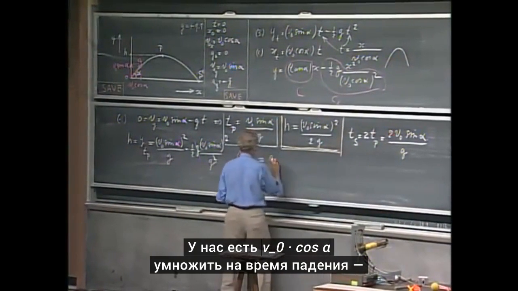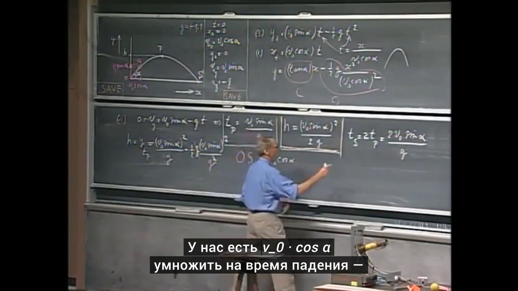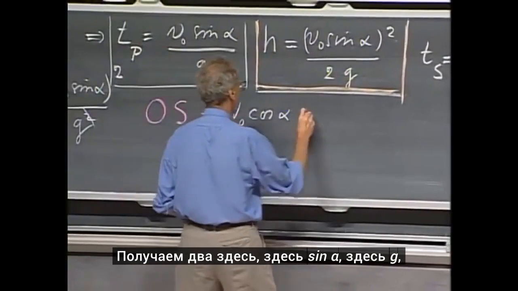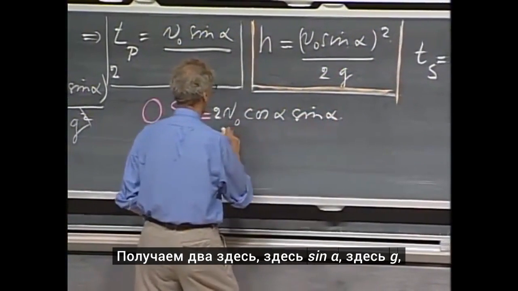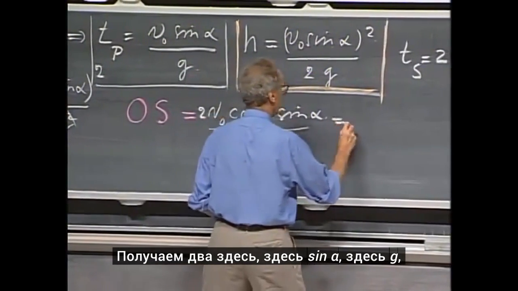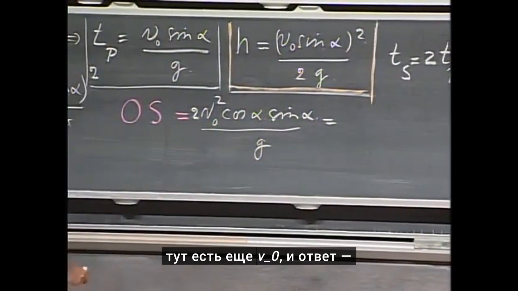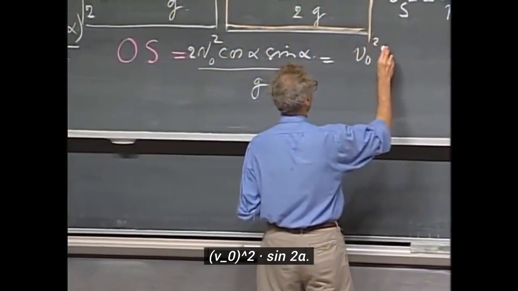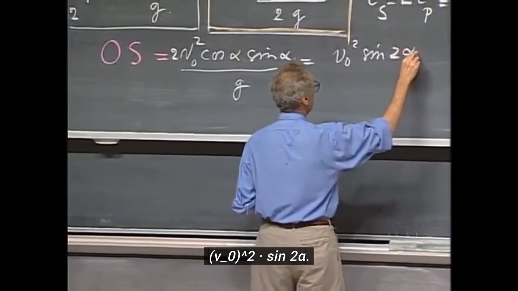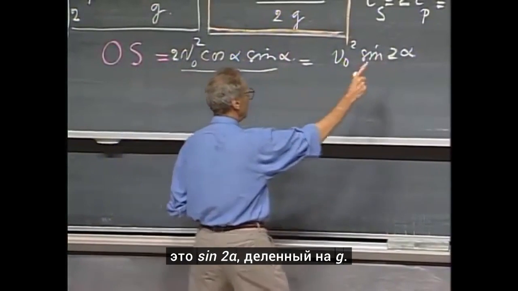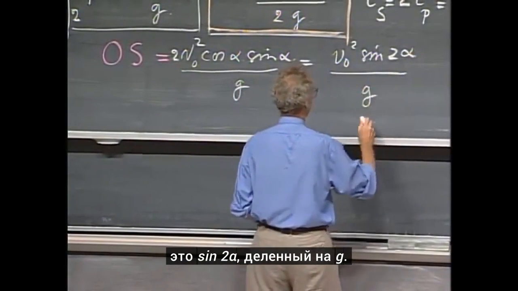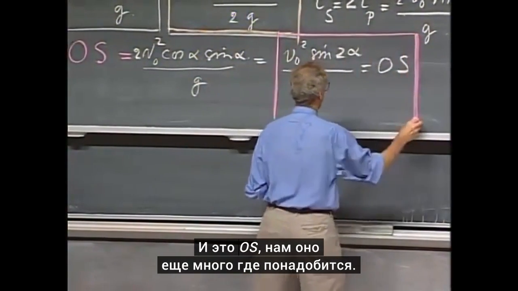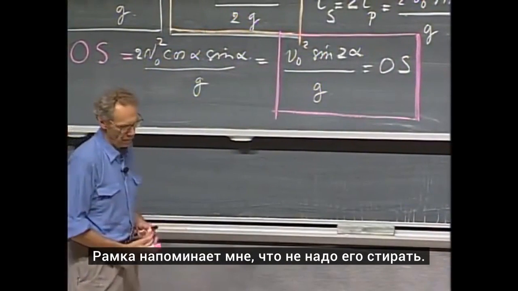So we get v0 cosine alpha times the time to hit it. That is 2v0 sine alpha. So I get a 2 here. I get a sine alpha. And I get a g here. And I have another v0 there. And so the answer is v0 squared times the sine of the double angle. Remember, 2 cosine alpha sine alpha is the sine of 2 alpha, divided by g. And this is OS. And I'm going to need this a lot. This reminds me not to remove it.